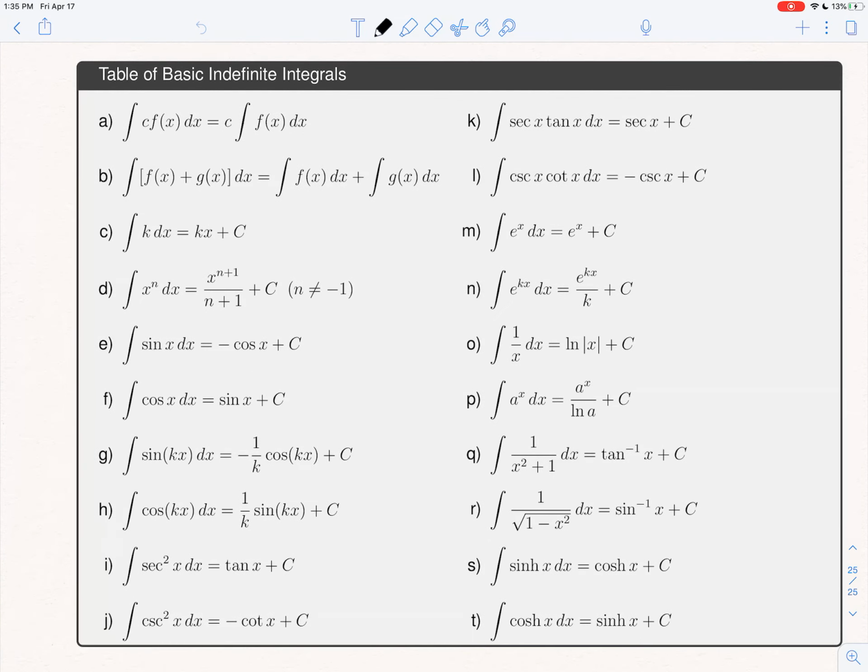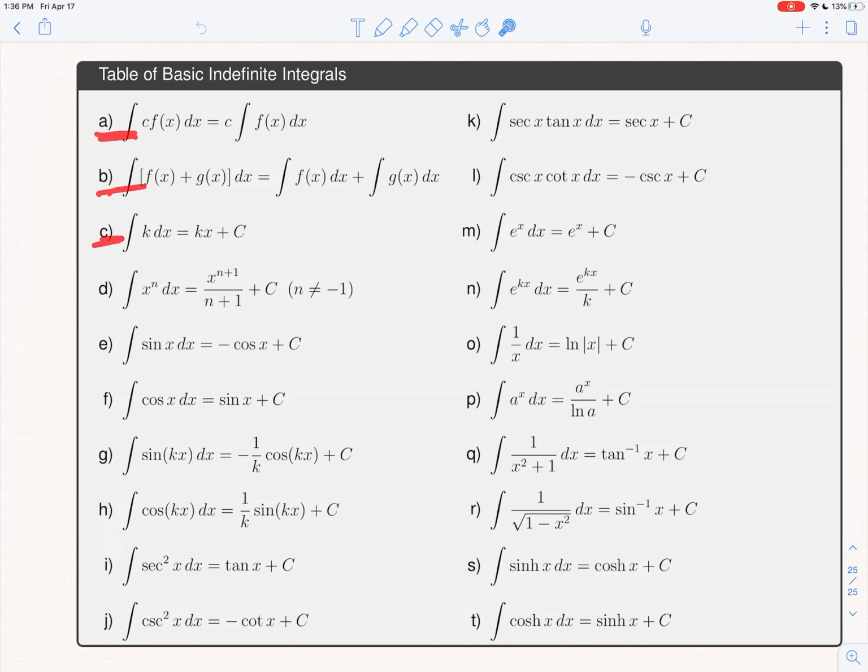So I wanted to show you guys a little handout that I made. I'll be posting this on Teams, but I went ahead and made a table of basic indefinite integrals. And lest you look at this in panic, you know almost all of these in terms of their derivatives. So I've just rewritten them for you.